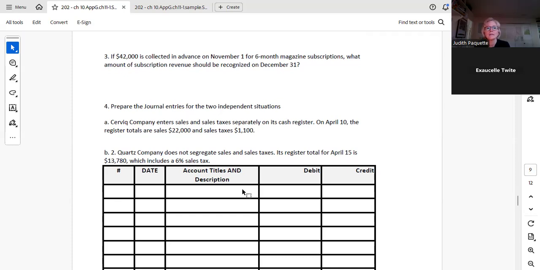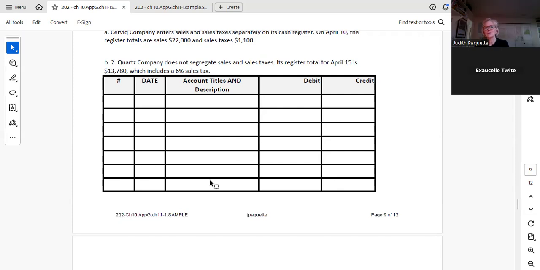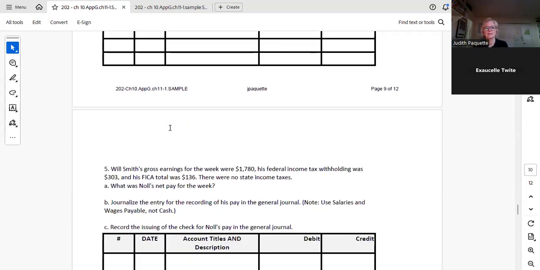Okay. Sales tax. So if I told you that we collected 13,780, it includes the sales tax. Can you calculate the sales and the sales tax? Yes. Okay, like we did in class.